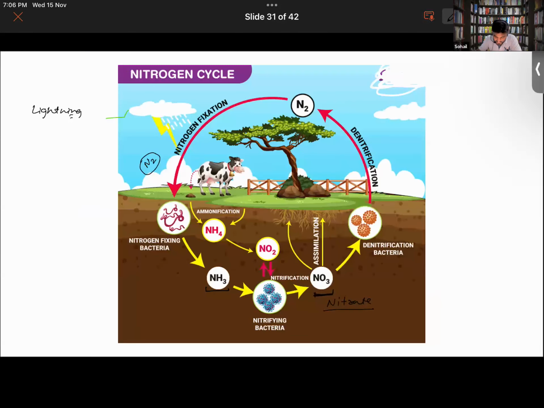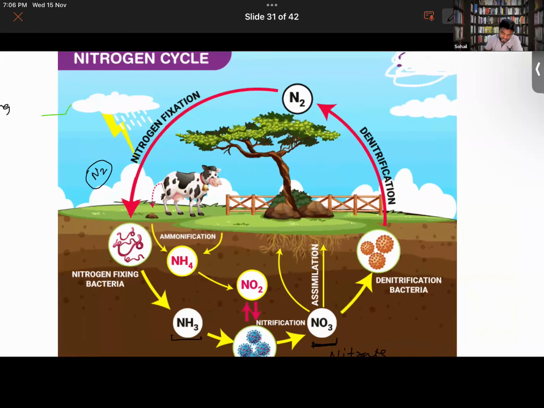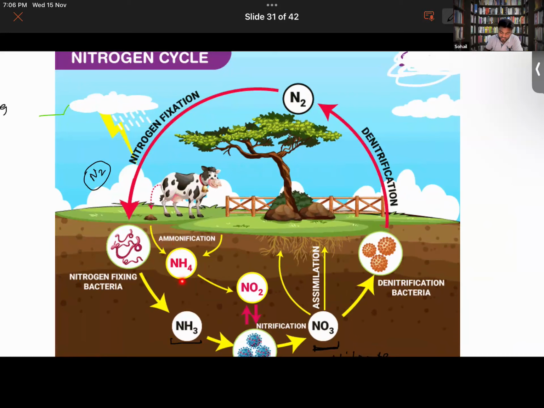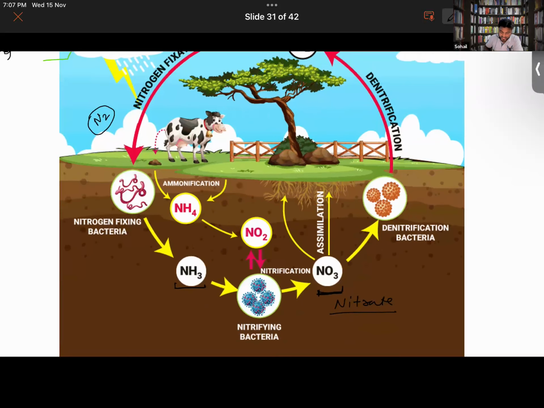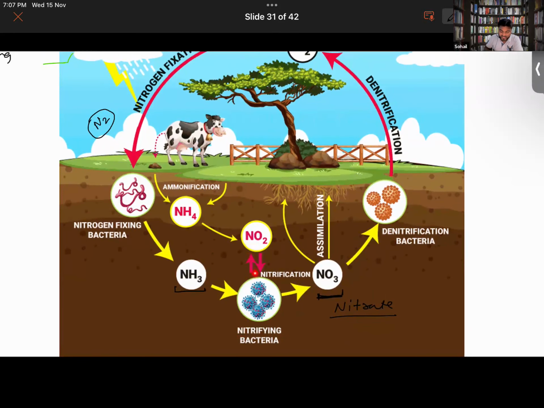Okay. Now look at another process over here. Look, the cow dung consists of ammonia in it. This is ammonium. Later on, ammonium is converted into nitrite. And then there are some other bacteria present in the soil that convert that nitrite into nitrate. Again, it is then absorbed by the soil. And there is one more type of bacteria found in the soil, which we call denitrifying bacteria. There, the nitrates are converted into nitrogen gas.